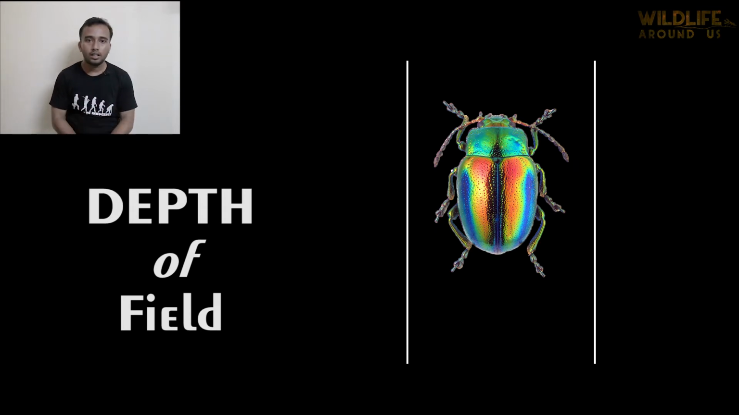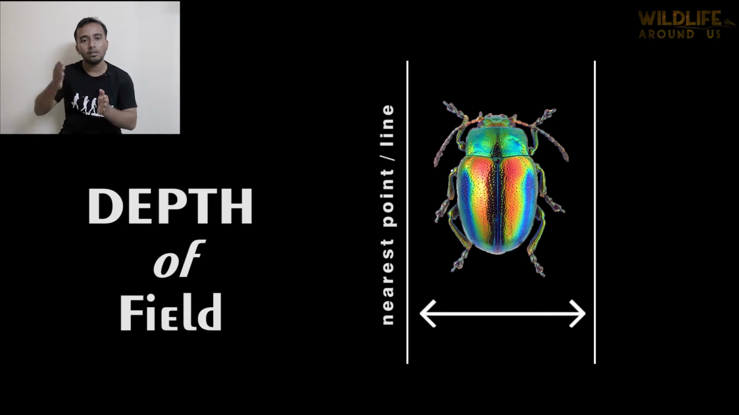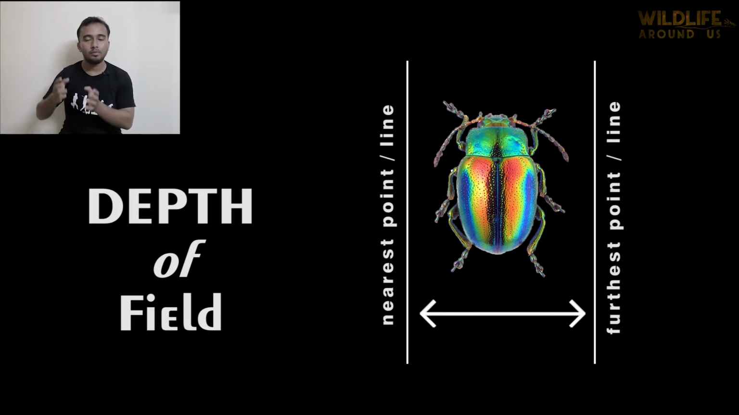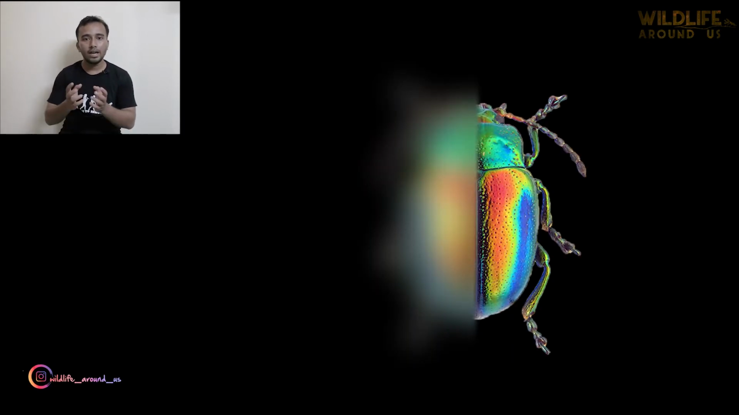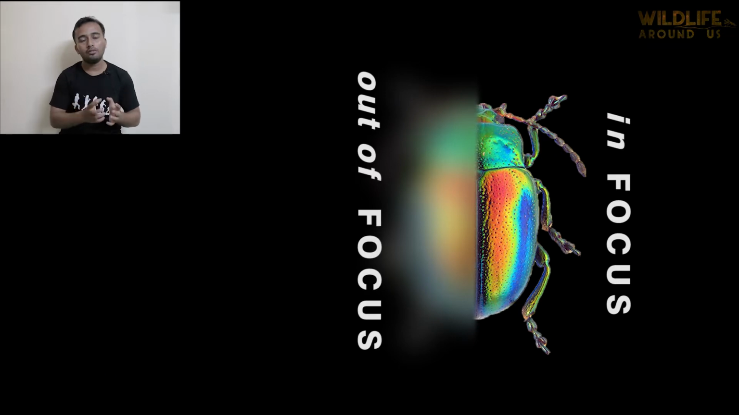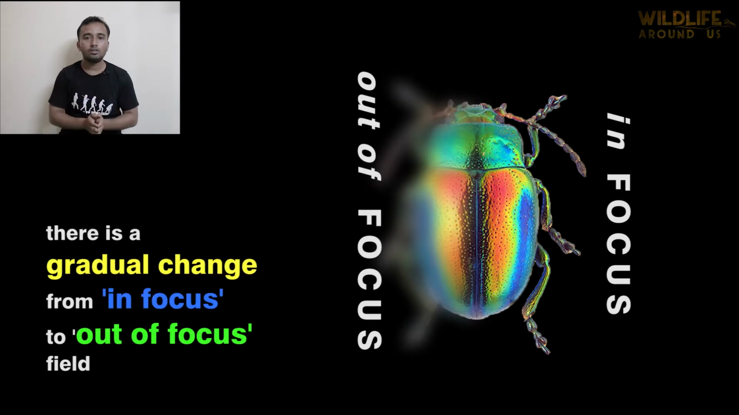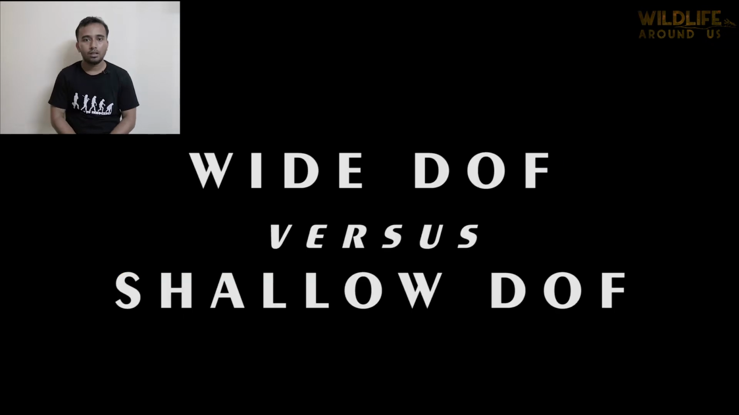In other words, depth of field can be described as the distance between the minimum and the maximum point in a frame where the image is acceptably sharp or acceptably in focus. Now, between the area which is in focus and the area which is out of focus, we don't have a sharp boundary. There is a gradual change from the area which is in focus to out of focus.